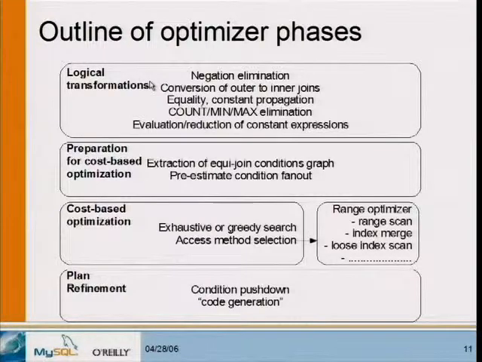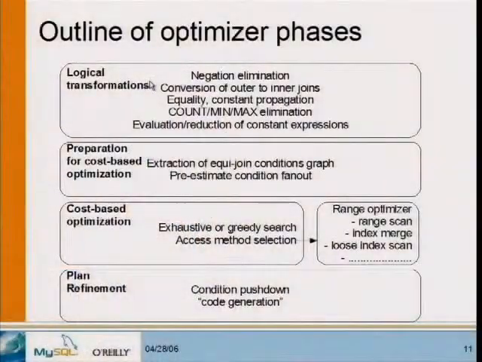That's one of the things that is probably both a disadvantage and an advantage. During query optimization, we do not use all conditions of the where clause to estimate the number of rows in the intermediate results. We use only the result of this preparation phase and the pre-estimation of the equality condition fan out.